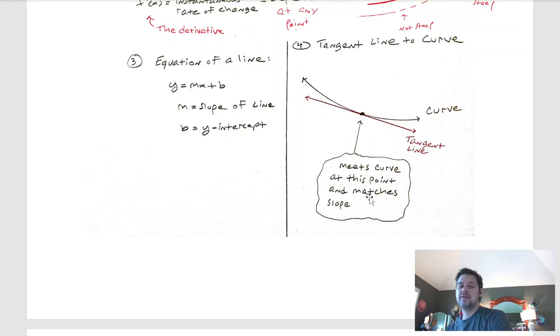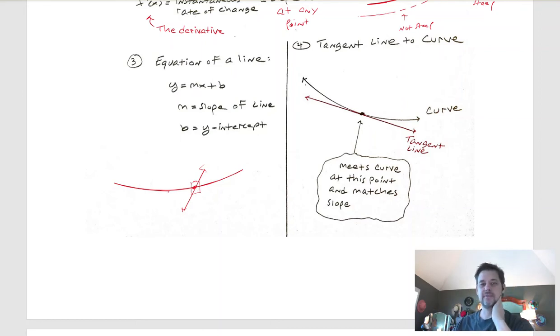Just meeting the curve at the point isn't enough, because I could say, well, here's a curve right here, and here's a point on it, and I'm going to draw a line like this. There's a line that meets the curve at the point, but it's not tangent to it. It doesn't match the slope of the curve. No matter how much you zoom in on that, you'll see the line and the curve kind of going at odds with each other, okay? So this would be not tangent. Okay, so those are all the concepts that we need for the video.